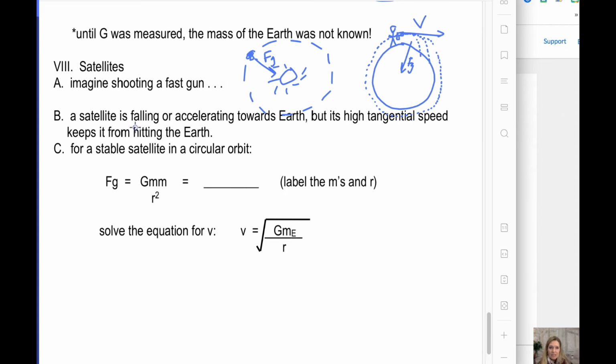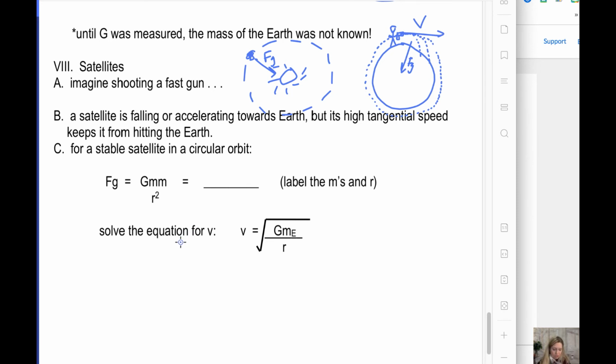So a satellite is always falling, or accelerating, towards the Earth if it's around the Earth, but its high tangential speed keeps it from hitting the Earth. It's being forced into a circle because of gravity, but yet it never hits. It's not too tight of a circle, so it ends up in a stable orbit.